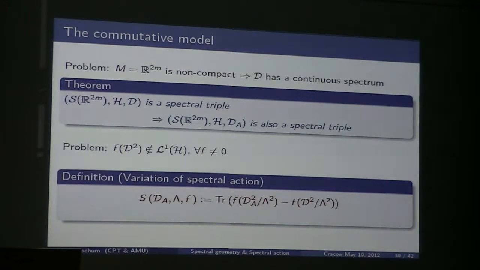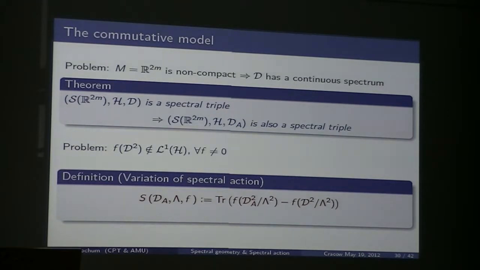But again, we have the same problem, namely f of D squared, or D over lambda to the power square, is never a trace class for any f. Why? Because when you think in terms of pseudodifferential operator, f of D squared depends only on xi. You have two variables, x and xi, and it depends only on xi. So any integration on x, on the manifold which is the hyperplane, will diverge. Okay, so it's never the case.